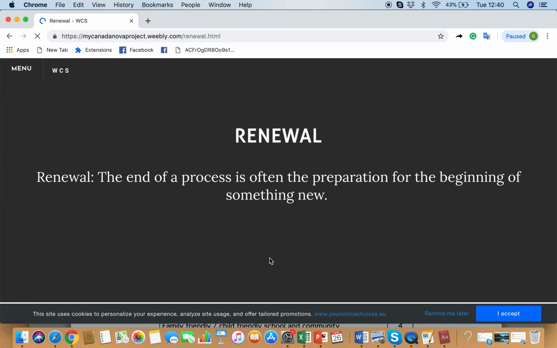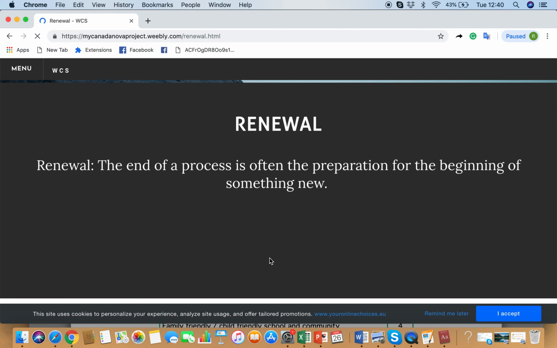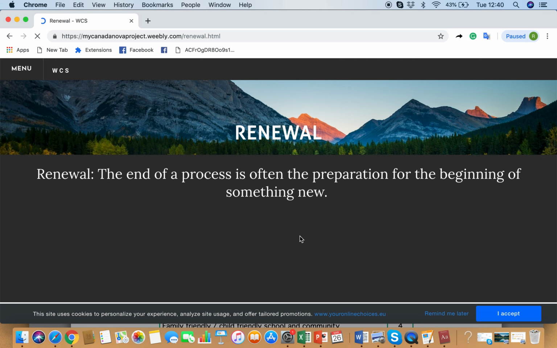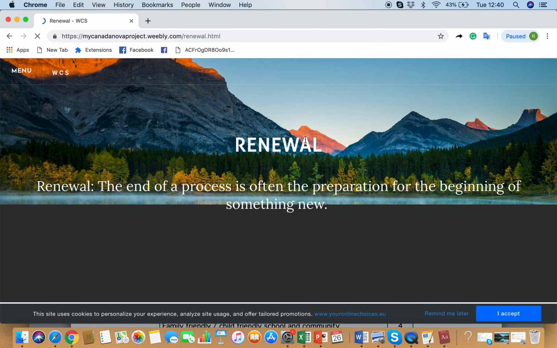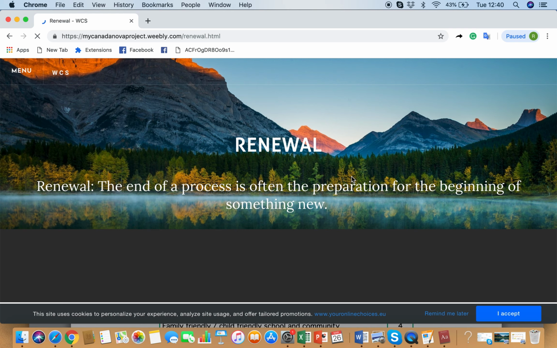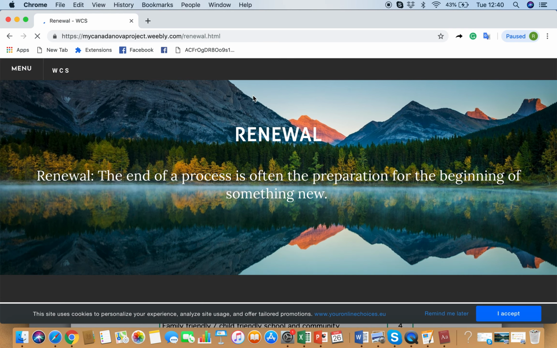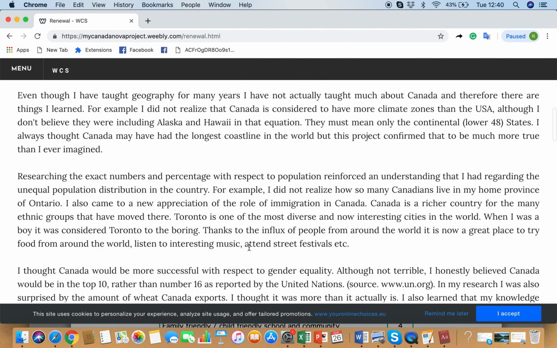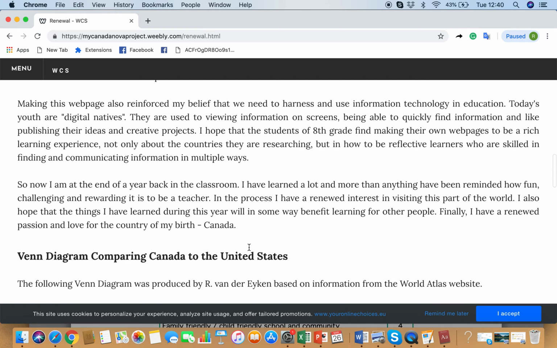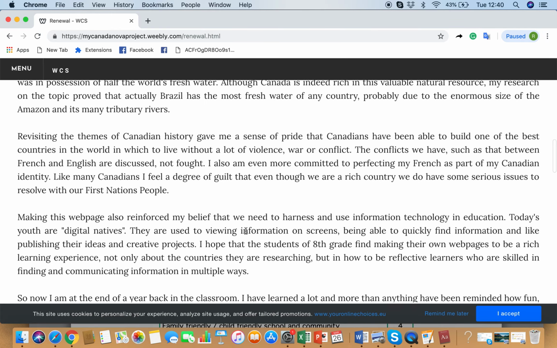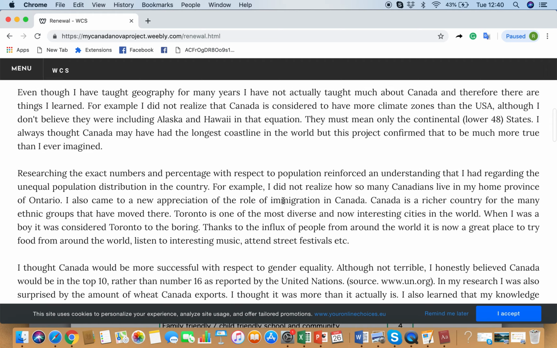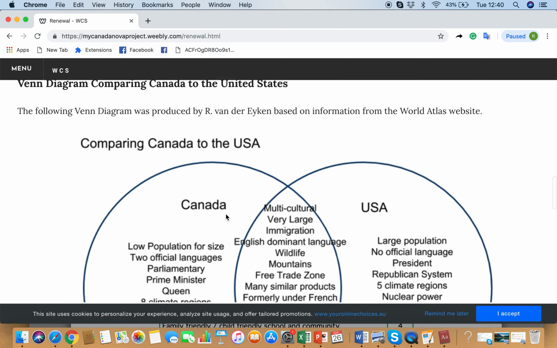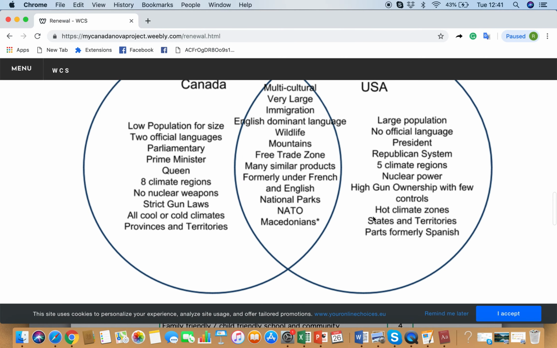Renewal is also reflection. I talked about this in class. And you guys are in 8th grade getting ready for something new. I'm also preparing for a move to another country where I will again go into administration. And teaching you this year has been a renewal for me. But doing this project also was a renewal for my reflections on Canada and all the things that I've learned from this project. This is totally in the first person. This is the only place in your website that you should be using the word I, because this is your personal reflection.